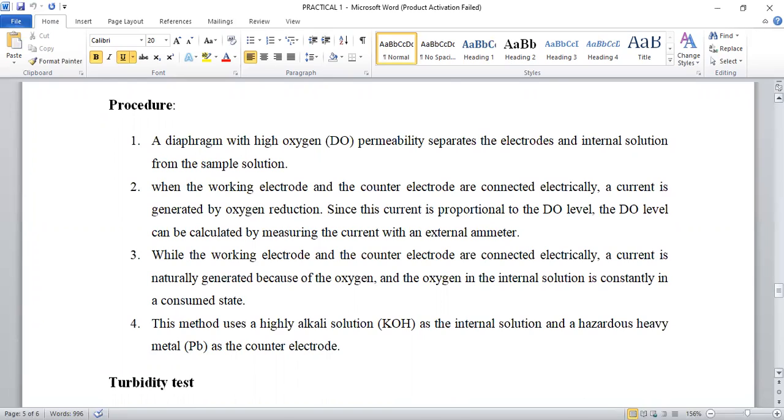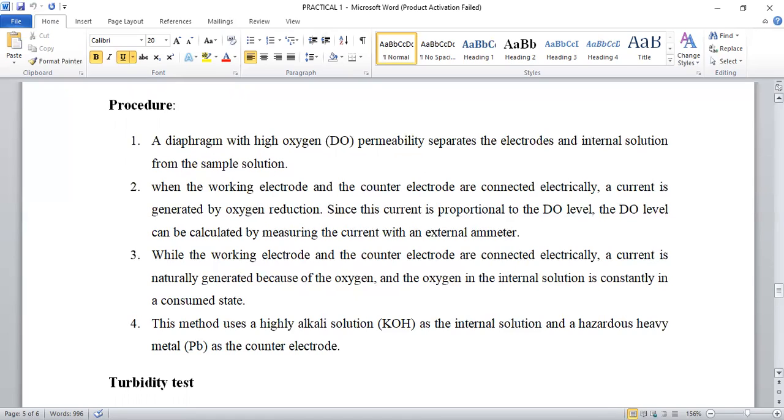A diaphragm with high oxygen permeability separates the electrodes and internal solution from the sample solution. When the working electrode and the counter electrode are connected electronically, a current is generated by oxygen reduction. This current is proportional to the DO level. DO means dissolved oxygen, and the DO level can be calculated by measuring the current with an external ammeter.